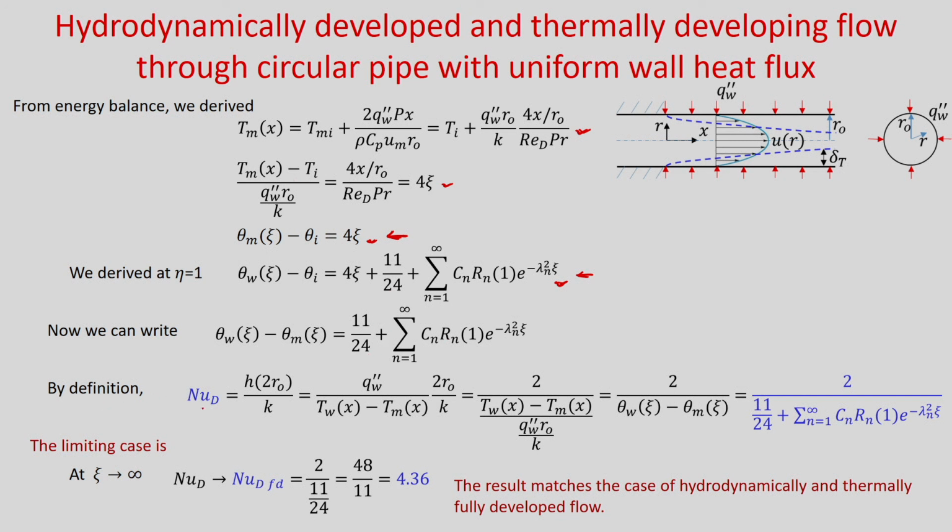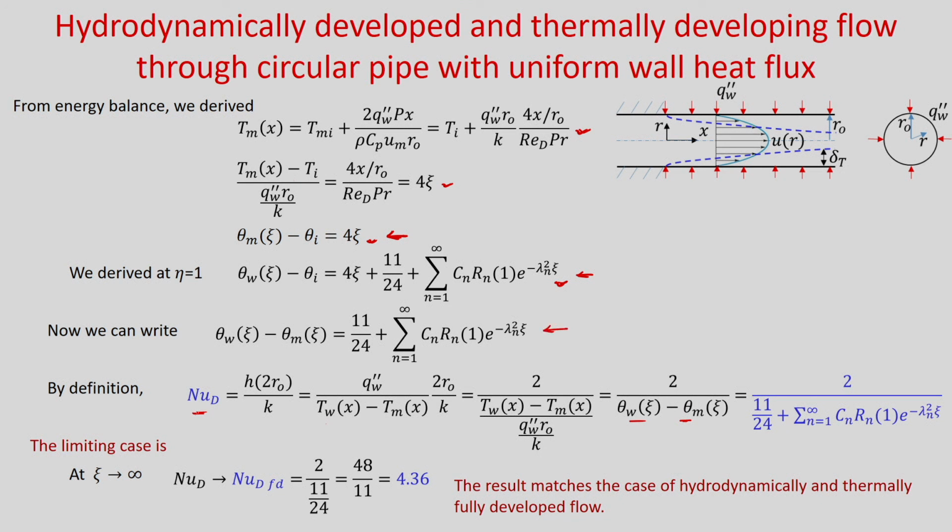Now by definition, what is the Nusselt number? The Nusselt number based on diameter is h twice r naught by k. So, h is q double prime w divided by T w minus T m. So, we are defining the Nusselt number based on the temperature difference at the wall and the mean temperature, times 2 r naught by k. Now, you can write 2 divided by (T w minus T m) by (q double prime w r naught by k), and this is nothing but theta w minus theta m, and this we have already found.